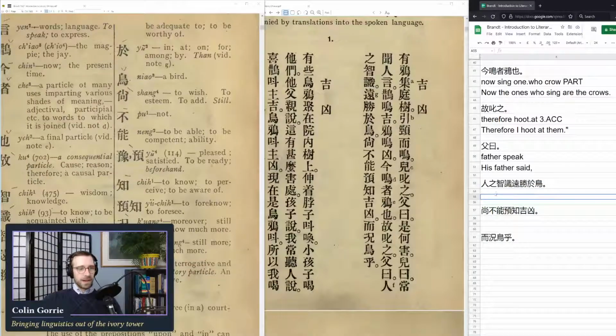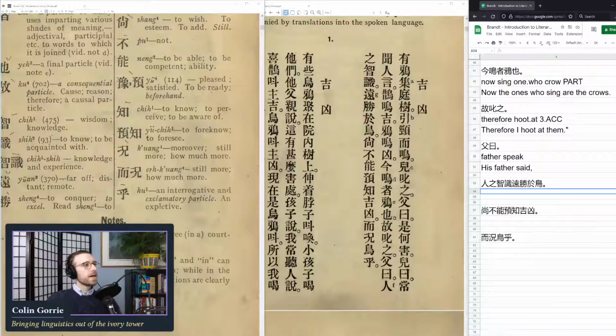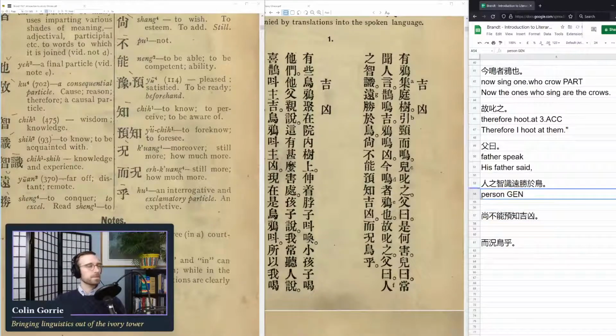The father said, and then we have this rather long line here, which is going to be something that I have to scroll to show you. So we have ren zhi. So we know that this is person. We know that this is this particle that we've been translating as third person accusative, but we remember that it's also going to be a kind of subordinating particle. So let's call it genitive for lack of a better term right now. A person's or people's. What else? Ren zhi. Zhi shi, I believe we have here. So we have wisdom and being acquaintance. So zhi shi, and we have a helpful translation here that it's knowledge and experience.